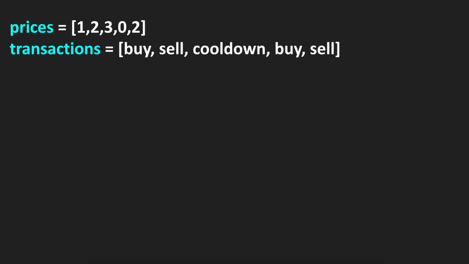So for example, in this case, if we buy a stock on day 1, sell on day 2, we have a cooldown on day 3. On day 4 we buy a stock, and on day 5, the last day, we sell. That's the option where we make the maximum profit, and we return 3.